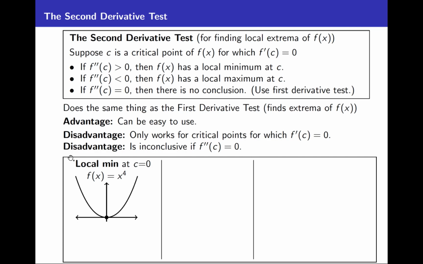So in the first picture, here's an f of x. It's f of x equals x to the 4th. It's sort of like a parabola. It crosses the x-axis right at 0, and it clearly has a local minimum at c equals 0.